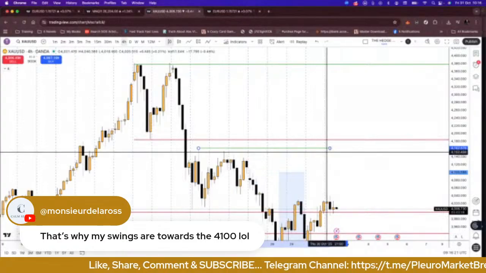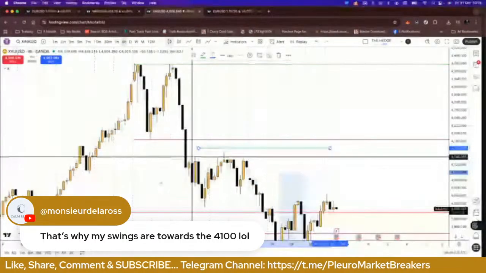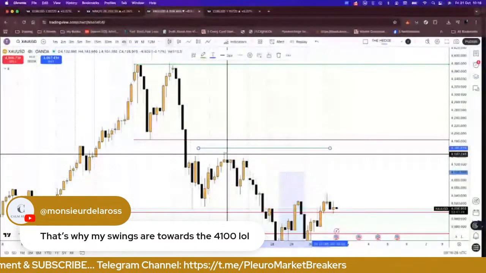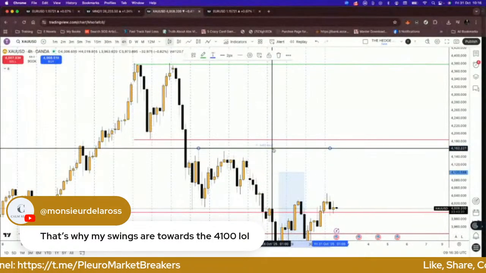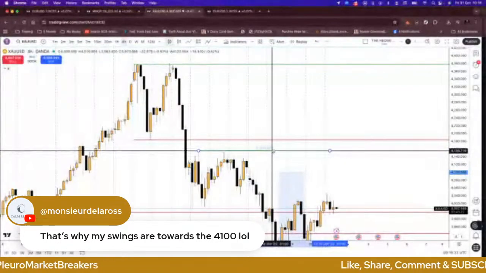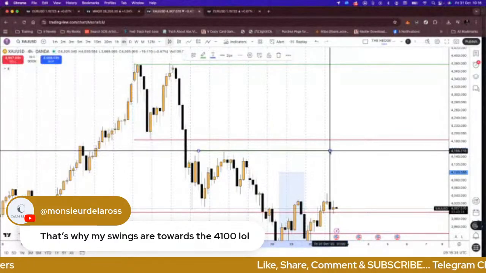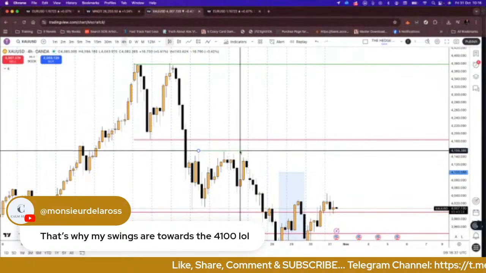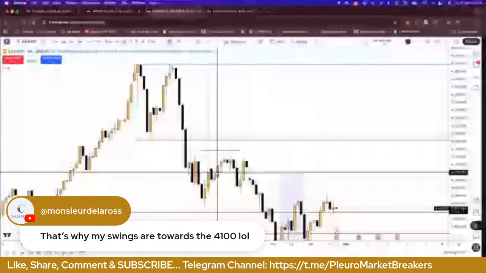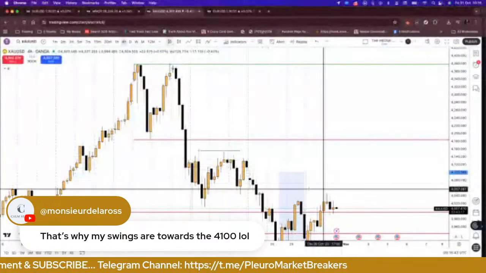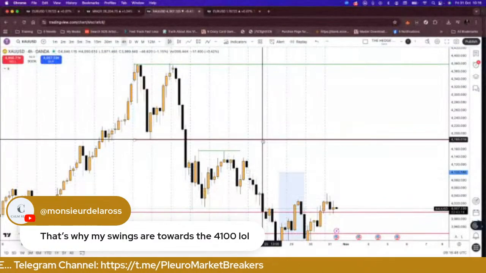Is here because, as you can see, these two highs, I'll just move it down, take the lower high, so you see these two highs here are in such close proximity, and that's my handle point.